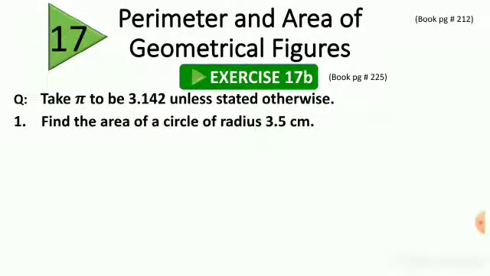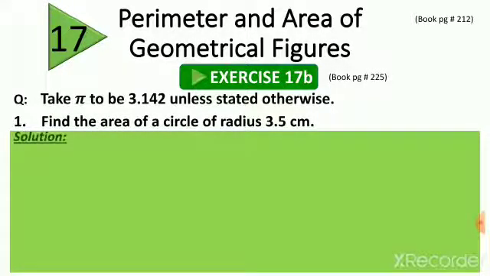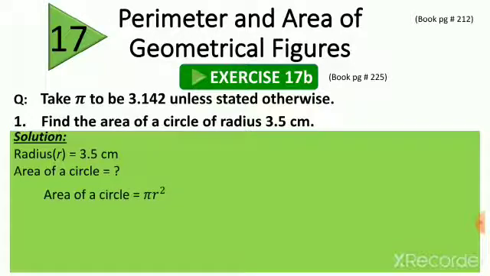Okay, the question is: find the area of a circle of radius 3.5 centimeter. So the radius is given as 3.5 centimeter, and we have to find the area of the circle. Now we have to put the formula of the area of a circle. It's equal to pi r square.